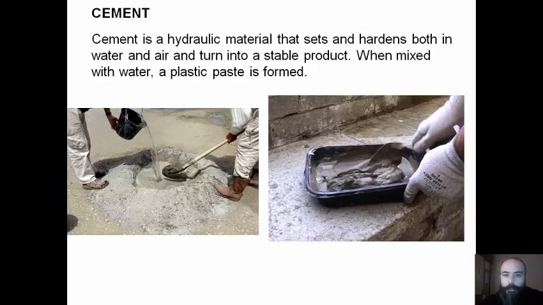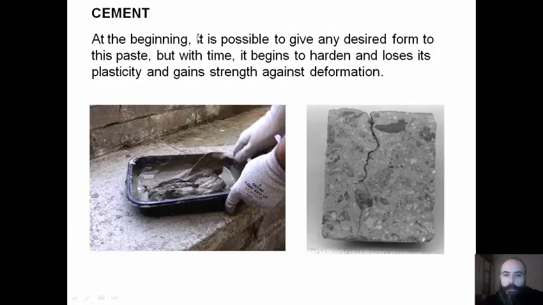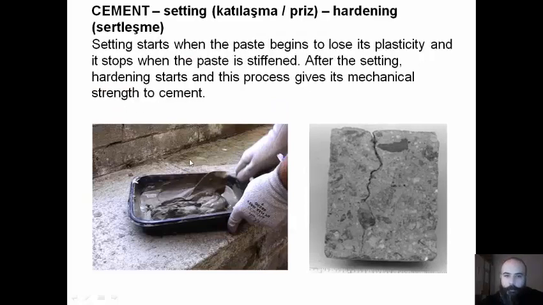Cement is a hydraulic material that sets and hardens both in water and air and turns into a stable product. When mixed with water, a plastic paste is formed. At the beginning, it is possible to give any desired form to this paste, but with time it begins to harden and loses its plasticity and gains strength against deformation.